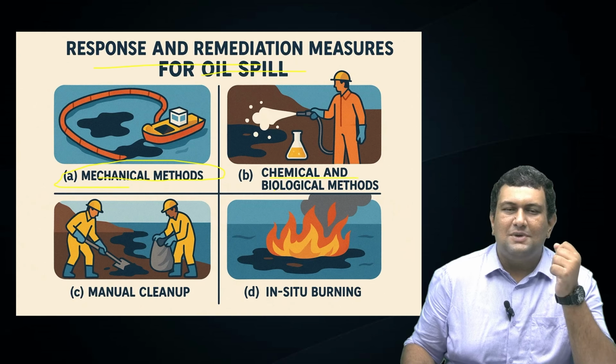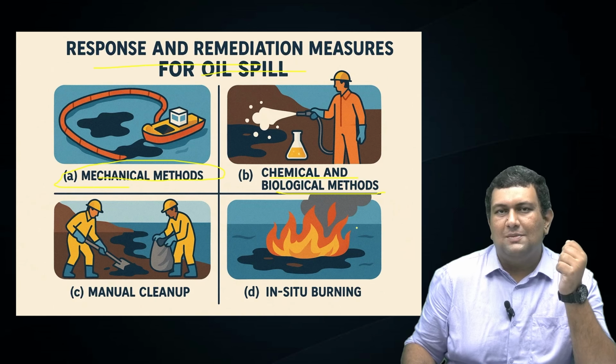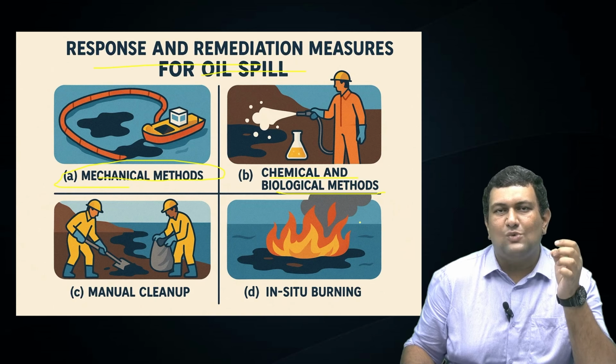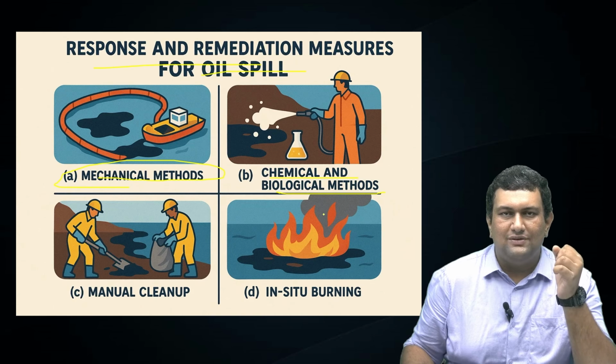Second is using chemical and biological methods. So the chemical dispersants are sprayed on the oils. These dispersants will break the oils into smaller particles and thus lead to natural degradation of it.